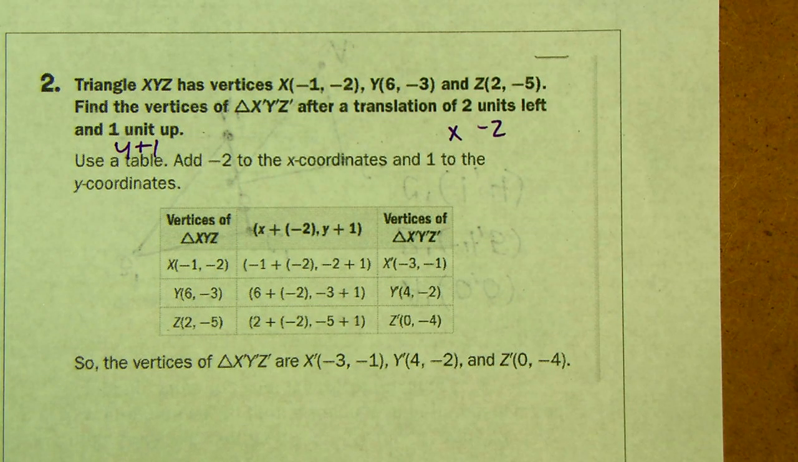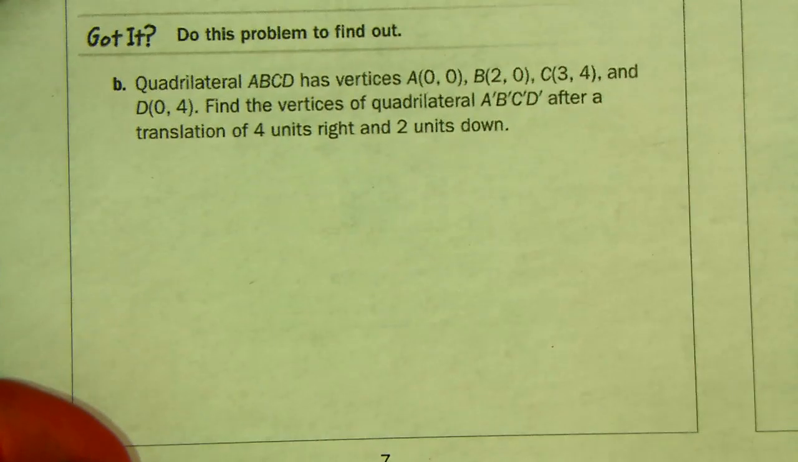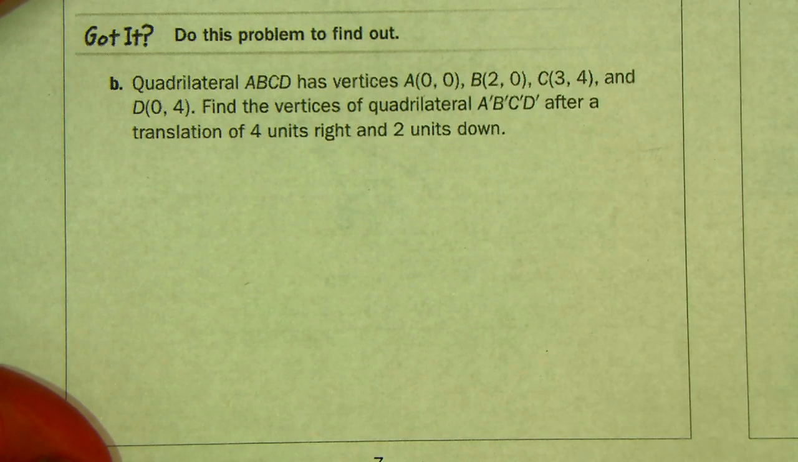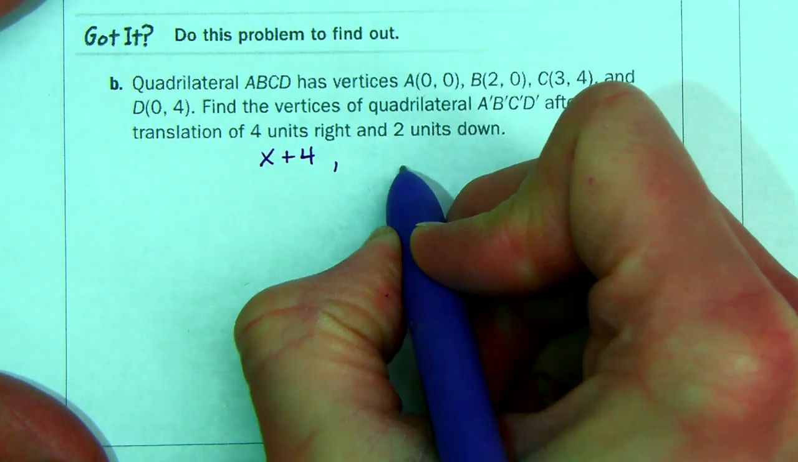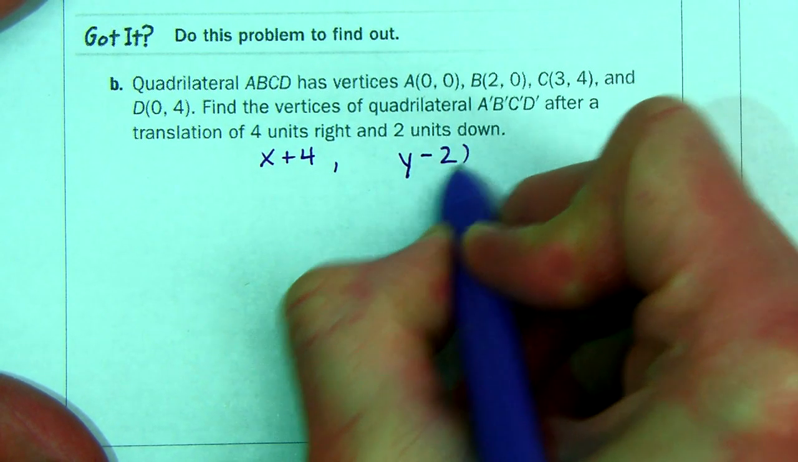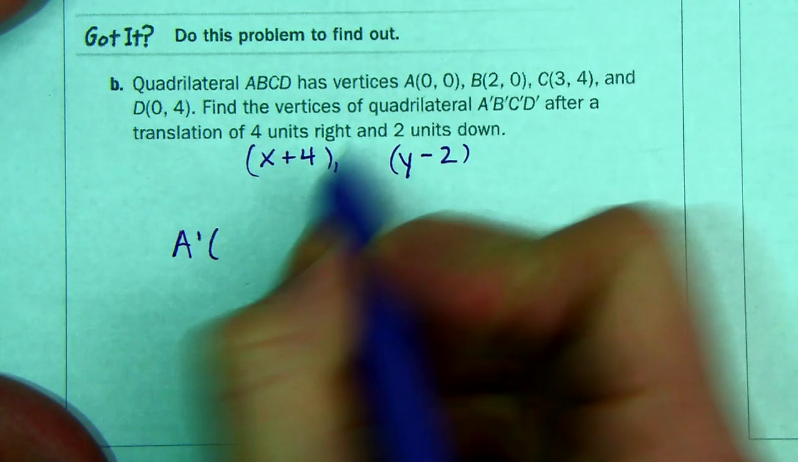All right, so let's do that down here on slide number 7. It says ABCD, quadrilateral, 4 sides, 4 angles, has these vertices. Find the vertices of quadrilateral ABCD after you translate it 4 to the right and 2 down. Well, 4 right means I'm taking the x and adding 4, and 2 down means I'm taking the y and subtracting 2. So all the x's I'm adding 4, all the y's I'm subtracting 2. So my A prime, add 4, that's 4, subtract 2, -2. Pretty simple when it starts at 0, 0.